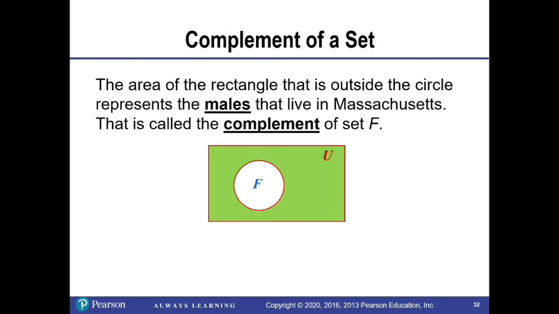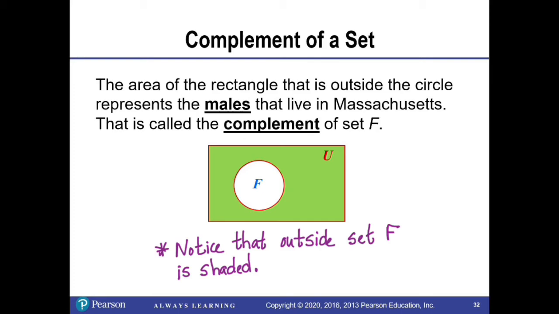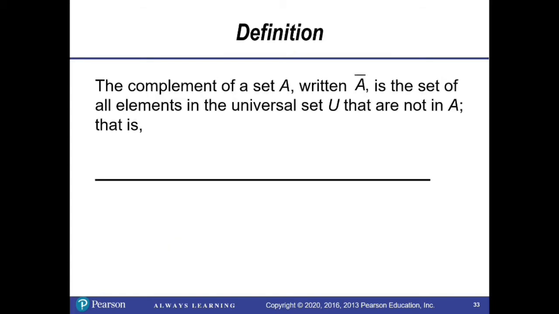Now, outside that loop F would be the males living in Massachusetts, and this would be the complement of set F. You'll see our Venn diagram here, and notice that the outside of F is shaded for our complement of F. So our complement is an A with a line over it. It's read the complement of A, or sometimes A complement. And it's the set of all elements in the universe that are not in set A.